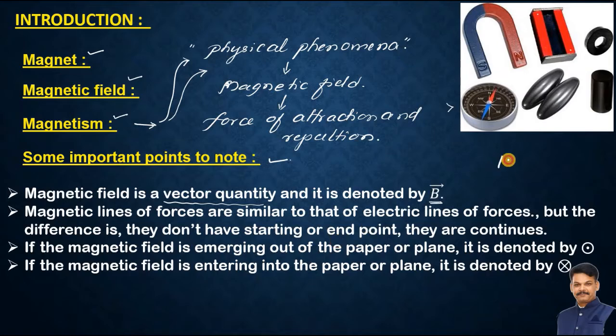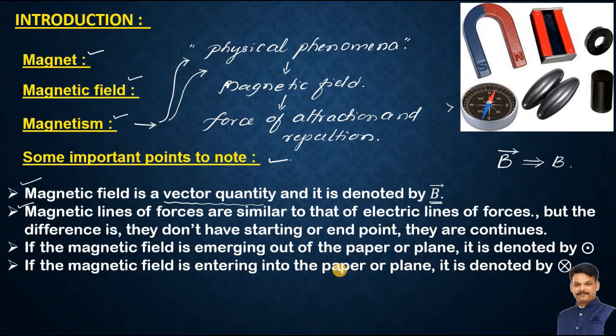B stands for the symbol of magnetic field, and if we put the arrow mark there, it becomes the vector quantity. If we want to consider only the magnitude of the magnetic field, then we simply write it as B. Okay? After understanding this property, let us go to the second one.